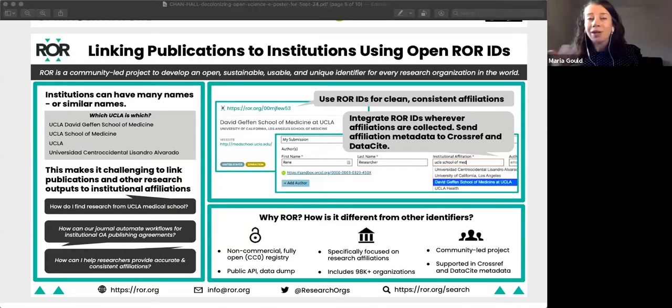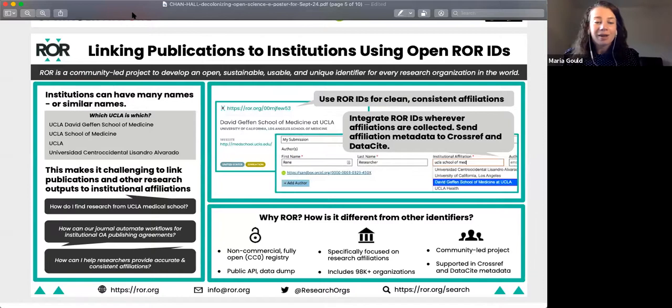If you're wondering how this is different from other identifiers that are similar, it's really the only identifier that is completely open, specifically focused on affiliations and being developed as a community project. So I encourage you all to start using ROAR IDs right now so we can collectively leverage the power of identifiers to enrich scholarly infrastructure and scholarly metadata. And this is really a collaborative effort. There are a number of ways to get involved, so please get in touch.